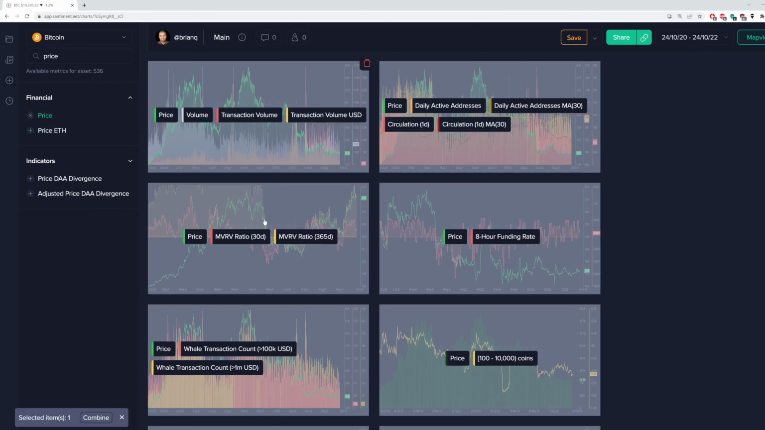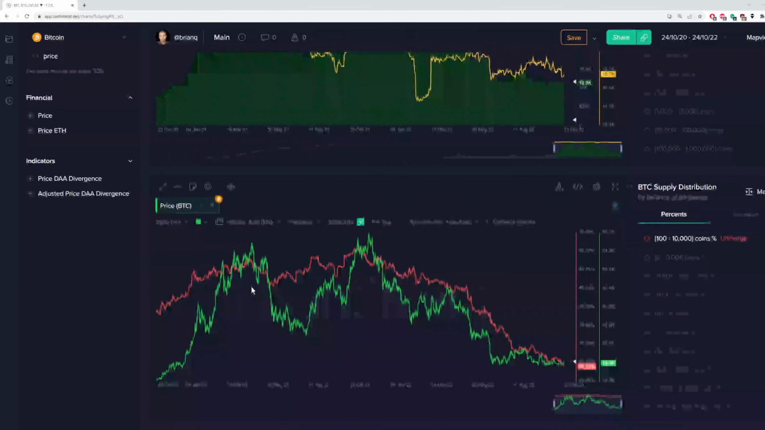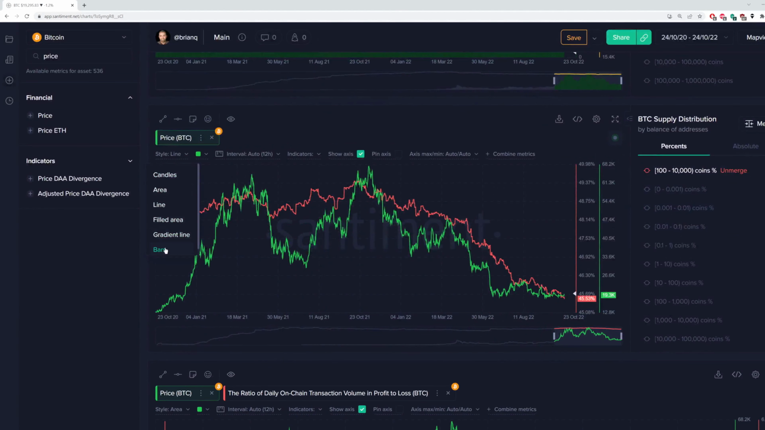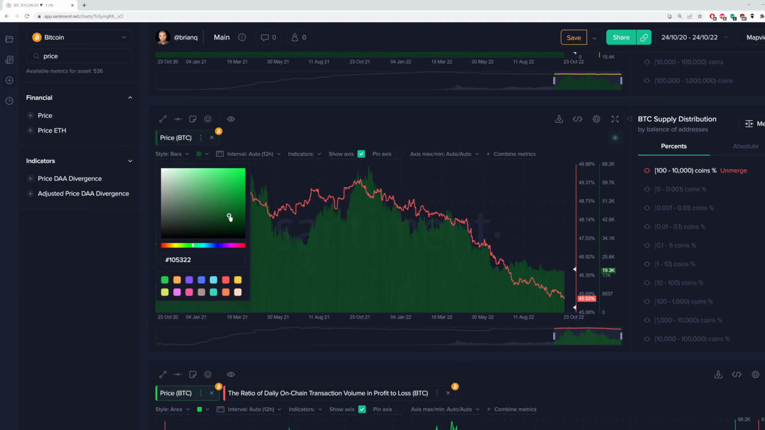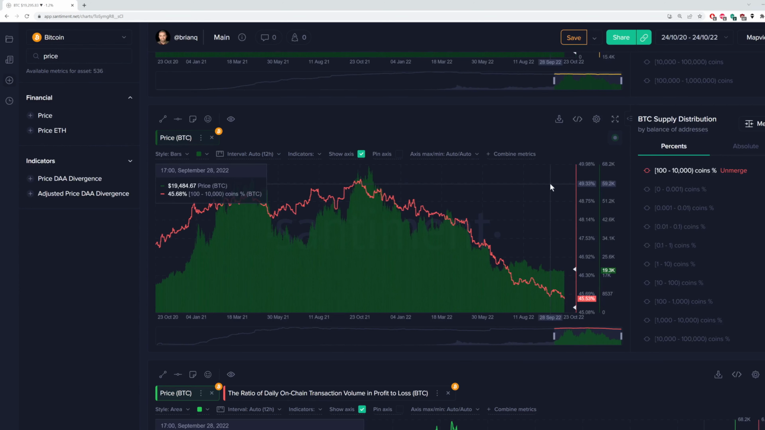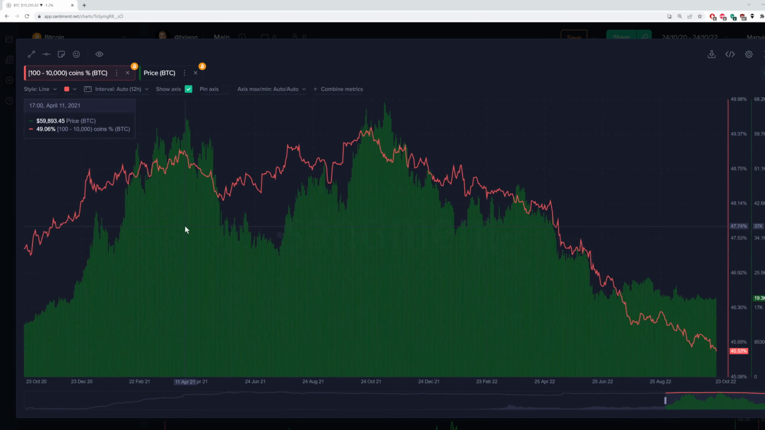Let's put the price back on this chart. Do the same thing, switch to bars, darken it a bit, and make sure it's 1 day. Perfecto. So yeah, this is arguably a little more accurate than the amount of addresses.